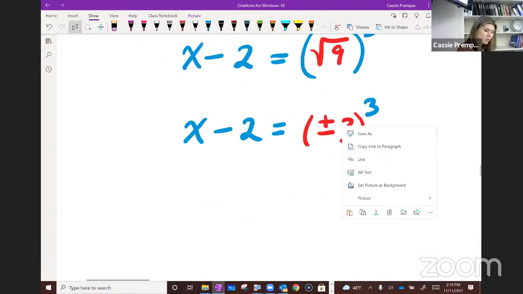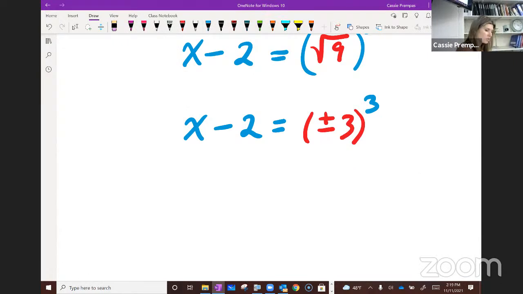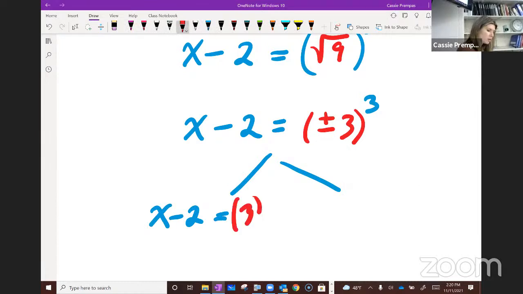So now we have these 2 solutions, or 2 equations. We want to make sure that we solve for both. So we have x minus 2 could equal positive 3 cubed.